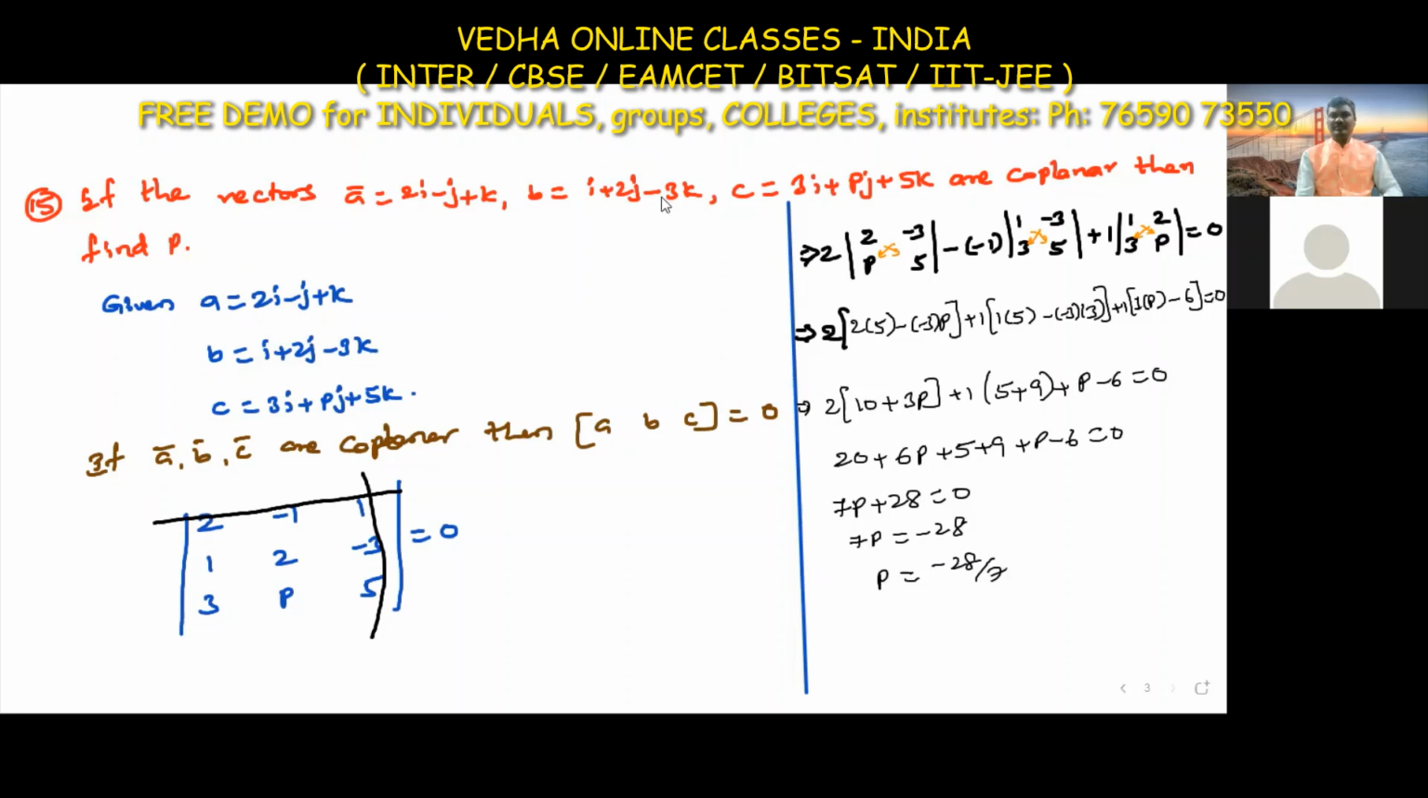7 how many times? 4 times. Therefore, the value of p is equal to minus 4. If they are coplanar, the value of p is minus 4.